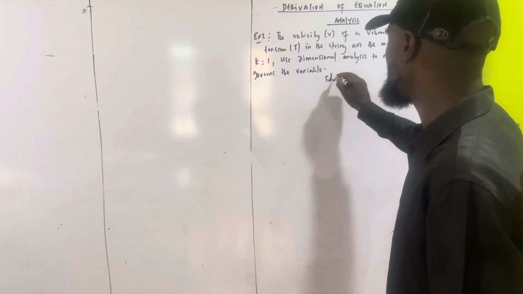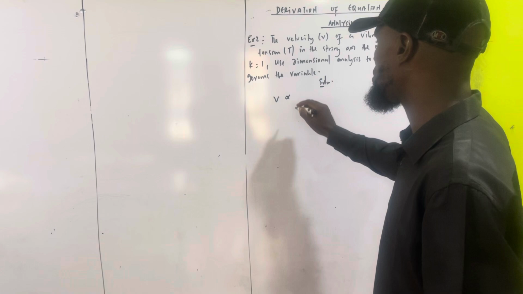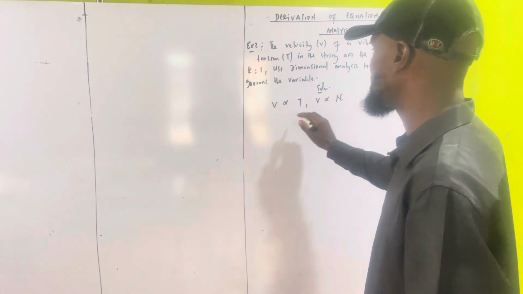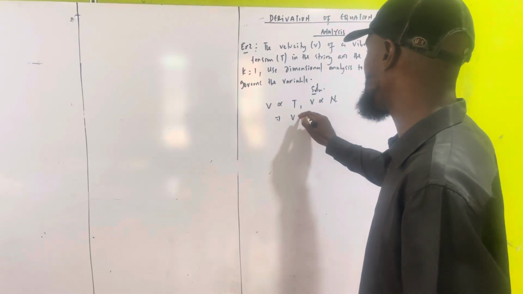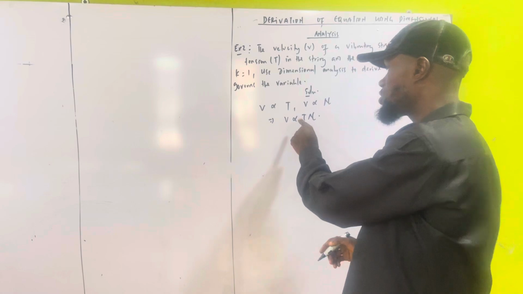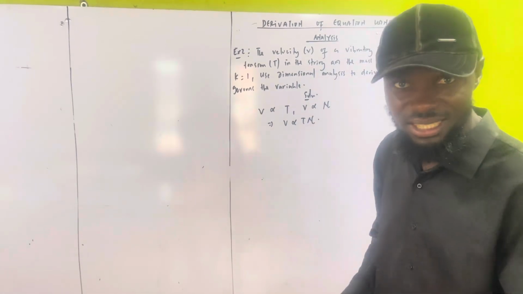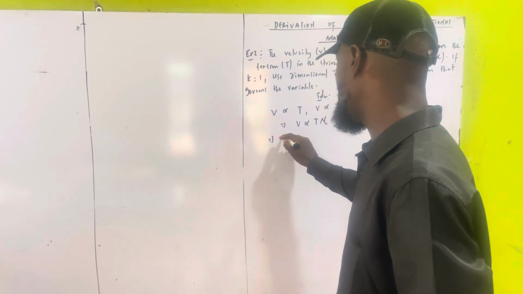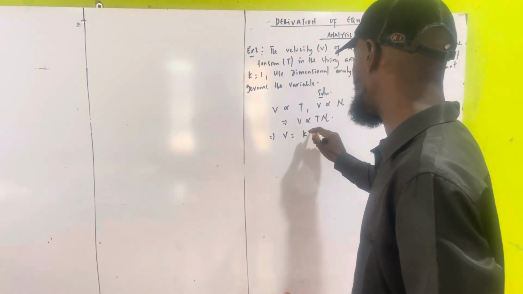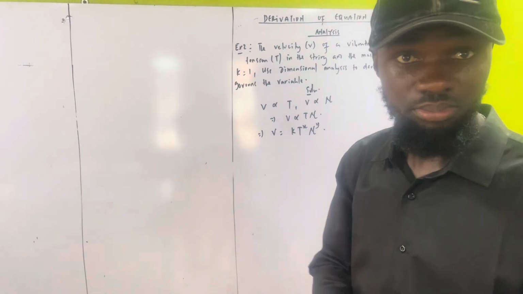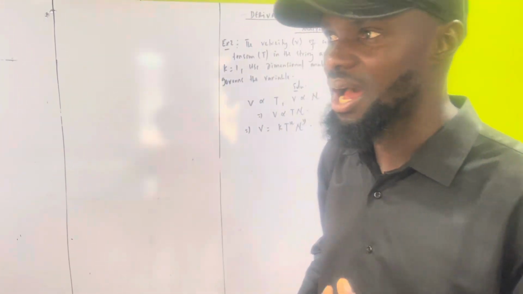So we have that the velocity depends on the tension and the velocity depends on the mass per unit length, which implies the velocity depends on both tension and the mass per unit length. So changing this to an equality sign, you introduce a constant. That is the first step. So when you introduce a constant, we have V is equal to K T^x times mass per unit length to power y. So we check their dimensions one after the other.